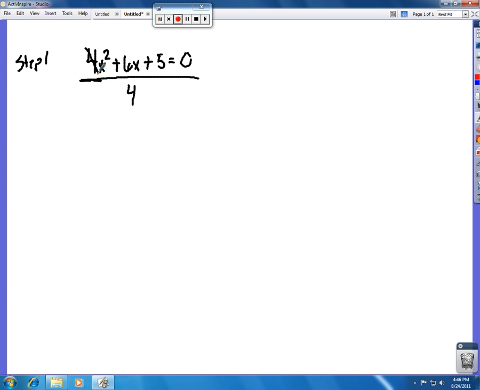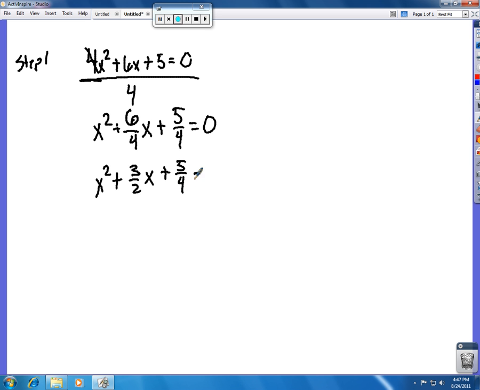this 4 will cancel out, and you're left with x squared plus 6 over 4x plus 5 over 4. And obviously 0 divided by 4 is still 0. One other thing we could do real quick is simplify, so reduce the fractions. So 6 over 4 would be 3 over 2x, and the 5 over 4 doesn't really simplify. Not a necessity to do this, but it might help. Okay, next we're going to do step 2, and that's where we bring the constant of 5/4 over to the right-hand side.